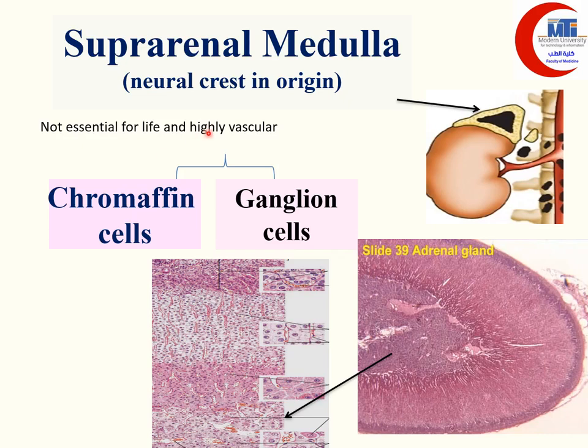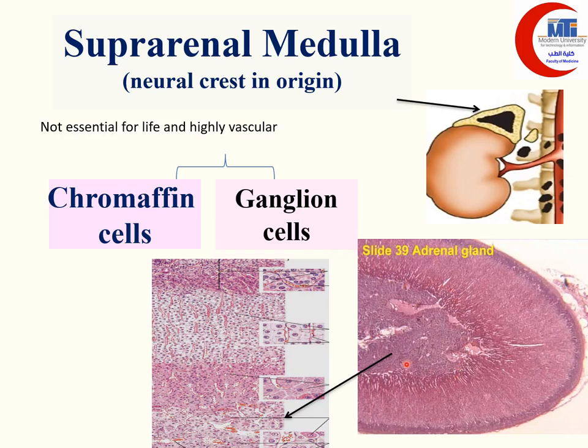In the previous lecture, we studied that the suprarenal gland parenchyma is formed of cortex and medulla, outer cortex and inner medulla. And as we mentioned, the suprarenal cortex is formed of three zones: zona glomerulosa, zona fasciculata, and zona reticularis. Today, we will study the suprarenal medulla.